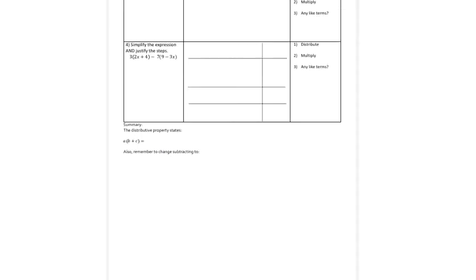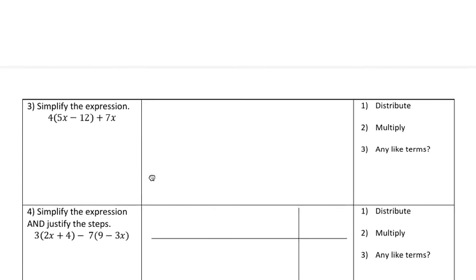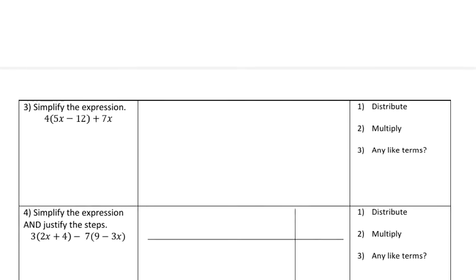All right, second page. Cruising, cruising. All right, so on this one, we're going to distribute. Now this time, I can only distribute to what is inside my parentheses, which is a 5x minus 12. So those are the only terms that are going to get that 4. Pew, pew.